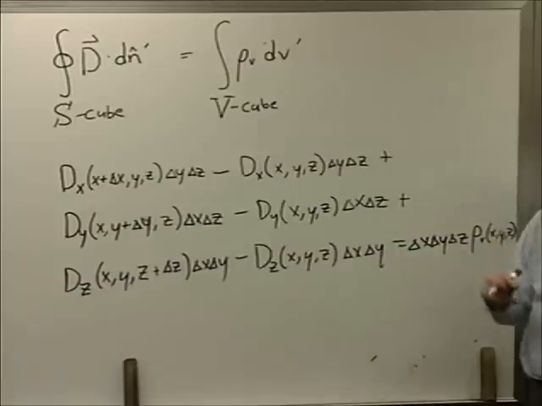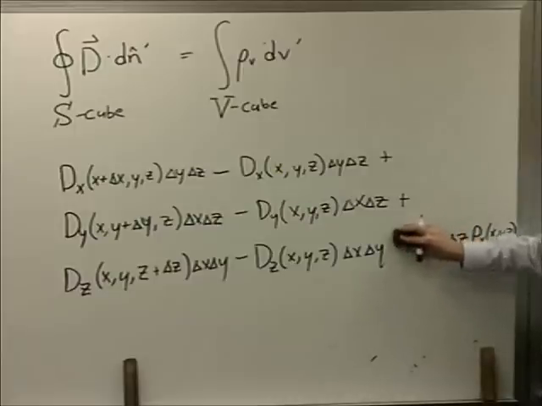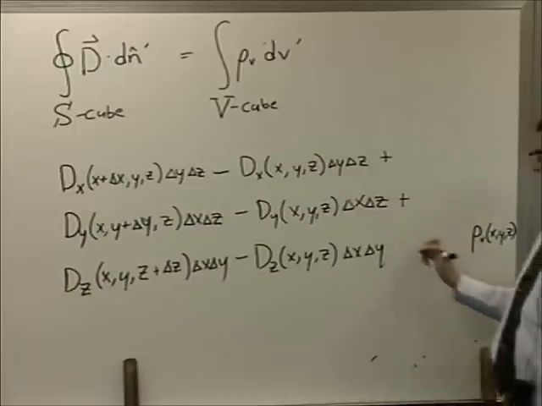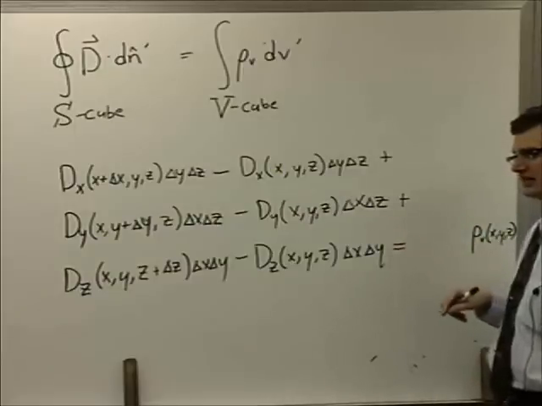You said you were going to do something to both sides of the equation. What's the other side? Okay, so to finish off my thought there, I'm going to divide both sides by delta x, delta y, delta z. There's a bunch of terms there. What's the other side of this?